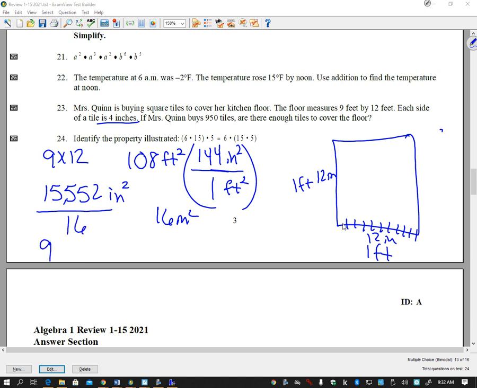I still get 972, but is it quite as much work? No, I'm not dealing with a fraction, right? I'm not dealing with 1/9 of a foot, right? Is that easier? So whenever possible, I would take the larger unit and convert it into the smaller unit rather than taking the small unit and converting it into a larger unit. Does this make sense? Okay.